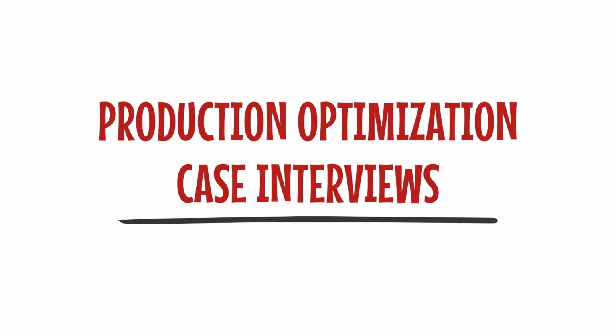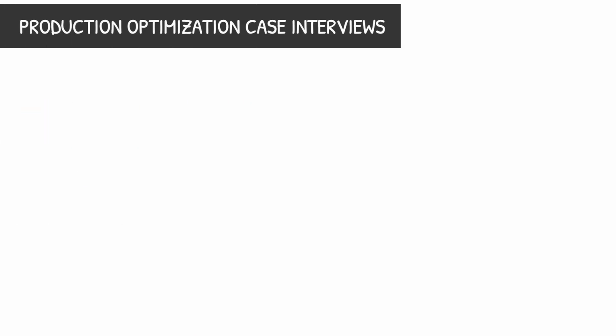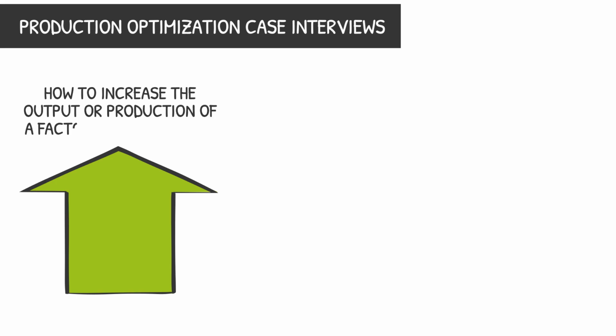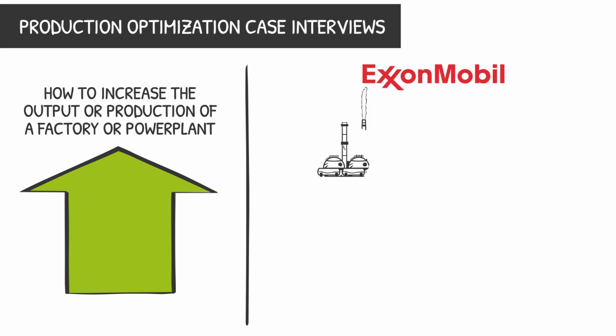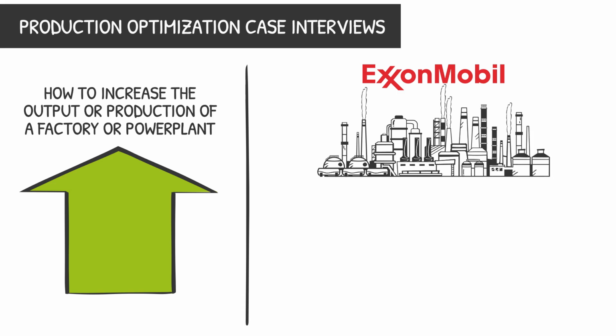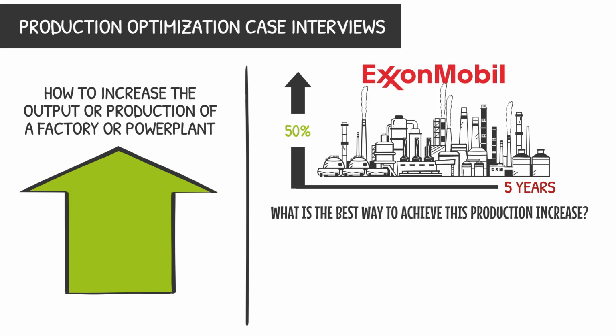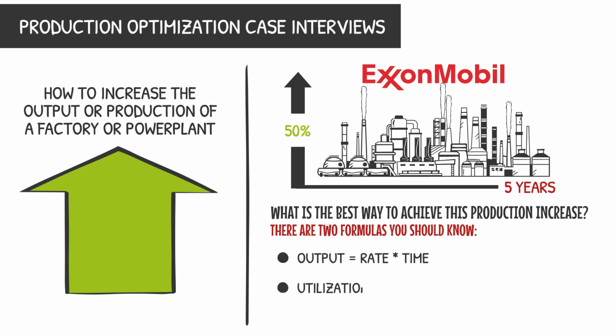Let's start with the first type, production optimization case interviews. Production optimization cases will have you determine how to increase the output or production of a factory or power plant. For example, ExxonMobil is looking to expand its oil and natural gas production by 50% over the next 5 years. What is the best way to achieve this production increase? To solve these cases, there are 2 formulas you should know. Output equals rate times time, and utilization equals output divided by maximum output.